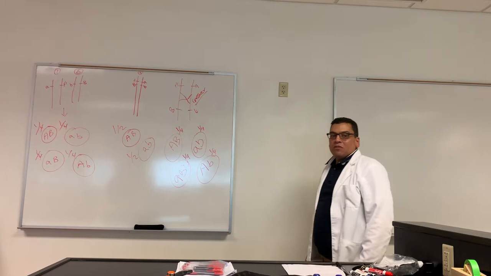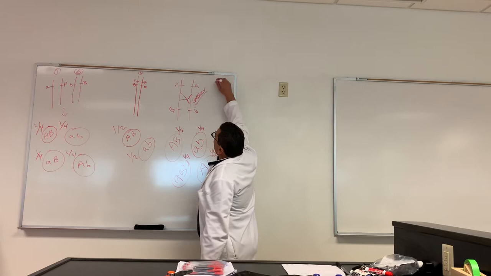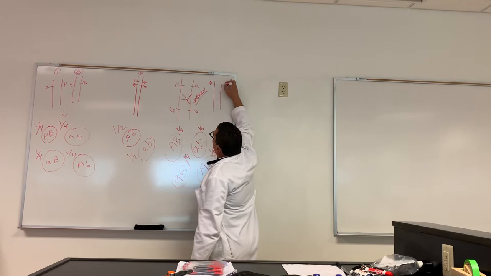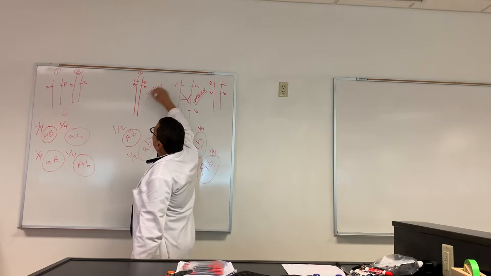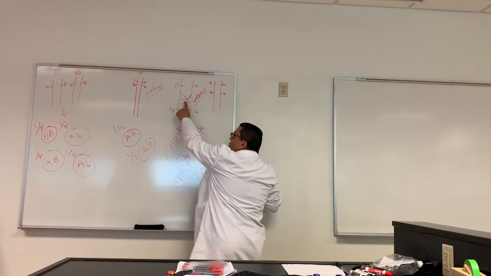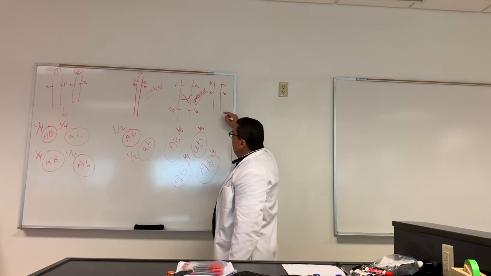Okay, there's a third scenario in this here. What if they're on the same chromosome, but they're somewhere in between? They're not linked. See, these are linked genes, completely linked. Now, this one, they're not linked because they're far away, because there's crossover events here, all over the place here. What if they're partially linked? This would be partial linkage.